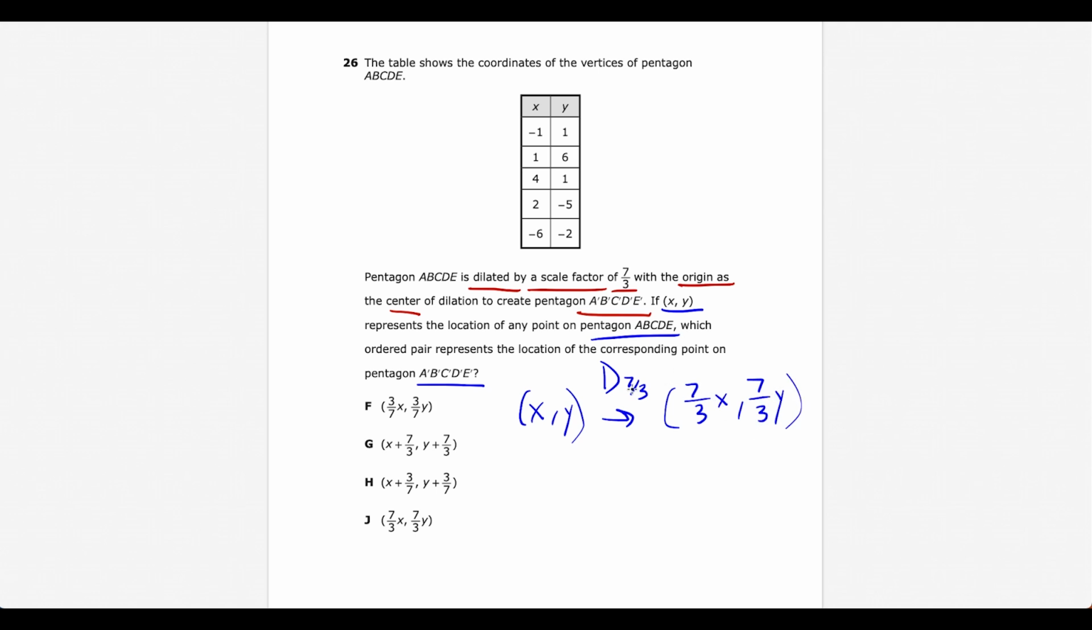What was a little bit annoying about this question, so this is going to be choice J, is they gave you a little bit of extra information. It doesn't matter what the 5 points of A, B, C, D, E are. What does matter though is that you are dilating by a scale factor of 7/3, so you simply just have to multiply.